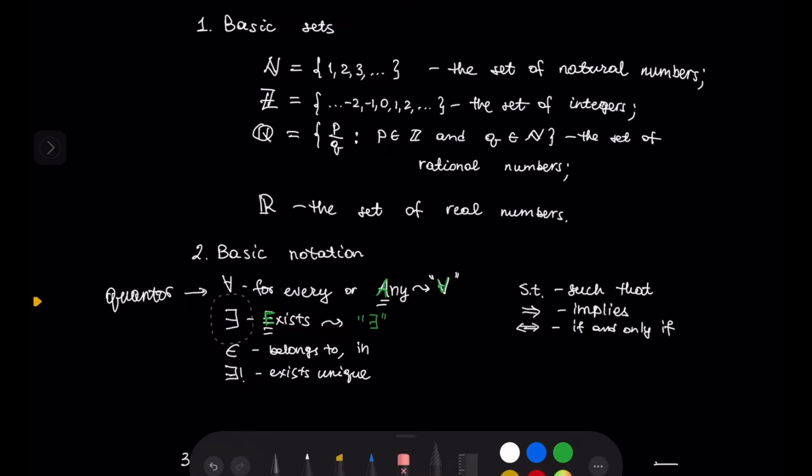Then the next quantor is belongs to, or in. If we write exists and an exclamation mark, that means exists unique. ST stands for such that, so this is not a quantor, this is just an abbreviation. This double arrow here stands for implies, and this arrow that points in both directions stands for if and only if.